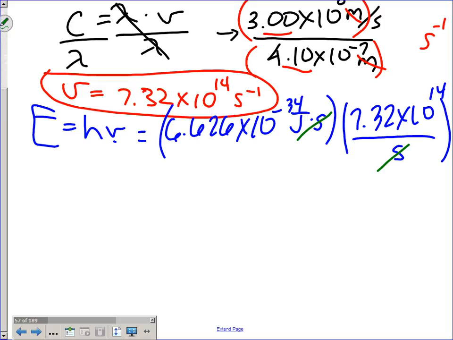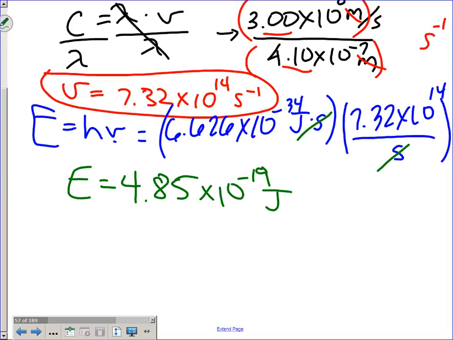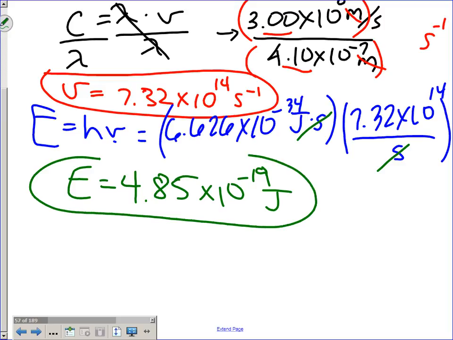19. Sounds good, yeah. So I can usually get a guesstimate and hear your answers and know if you're on the right track or not if you're using your calculator. You can't really mess this up unless you somehow miss the negative on the exponent. So that's usually a fail-safe way. Okay, so this should be your energy, 4.85 times 10 to the negative 19 joules.